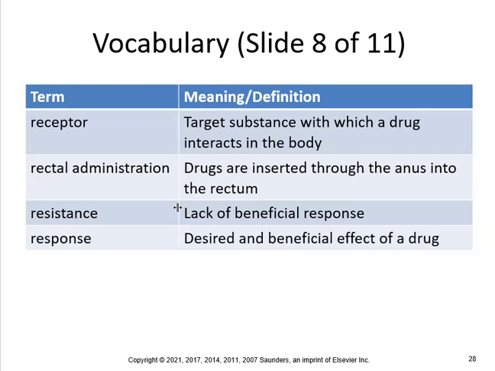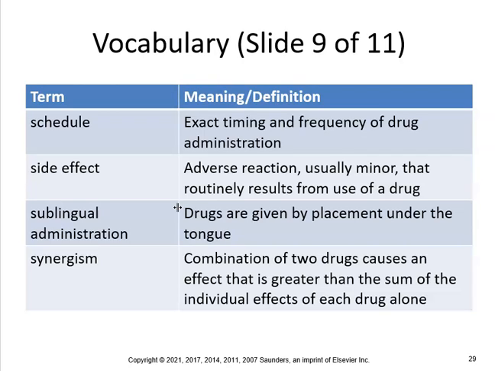Receptor: target substance with which a drug interacts in the body. Rectal administration: drugs are inserted through the anus into the rectum. Resistance: lack of beneficial response. Response: desired and beneficial effect of a drug. Schedule: exact timing and frequency of drug administration. Side effect: adverse reaction, usually minor, that routinely results from use of a drug. Sublingual administration: drugs are given by placement under the tongue. Synergism: combination of two drugs causes an effect that is greater than the sum of the individual effects of each drug alone.